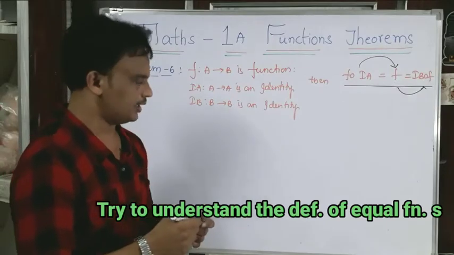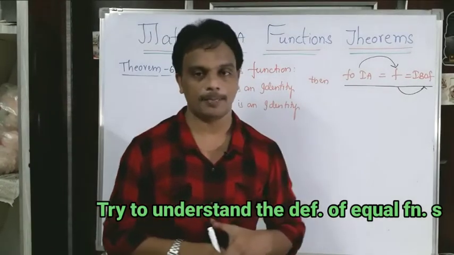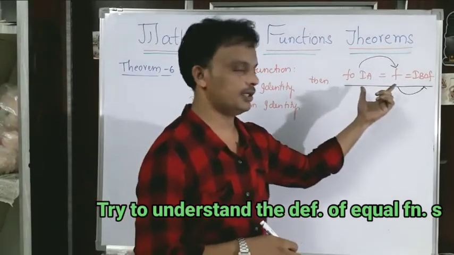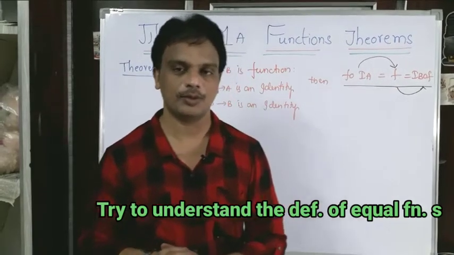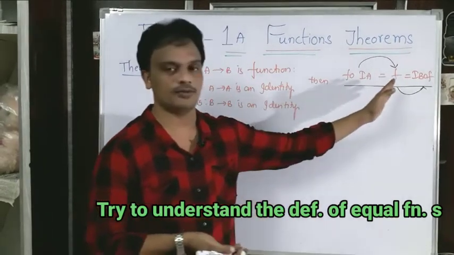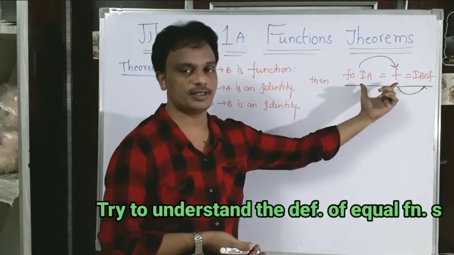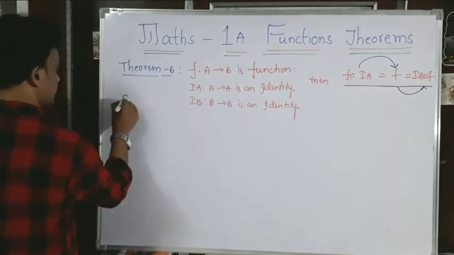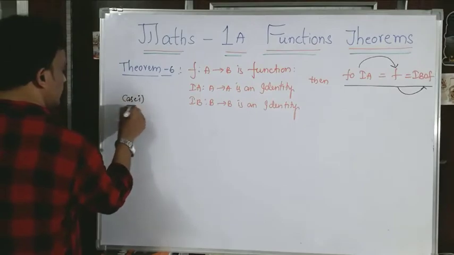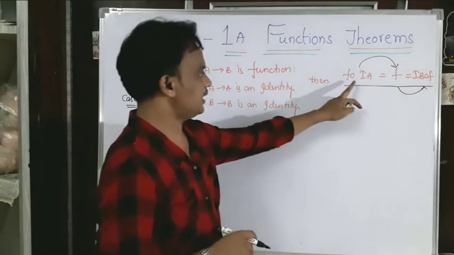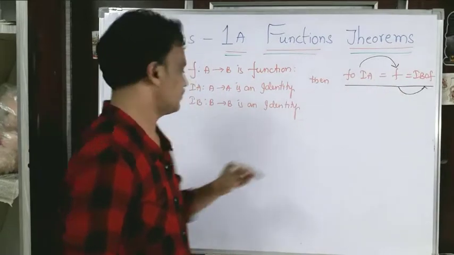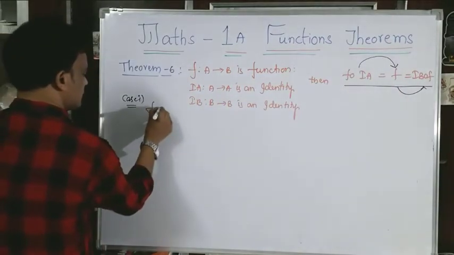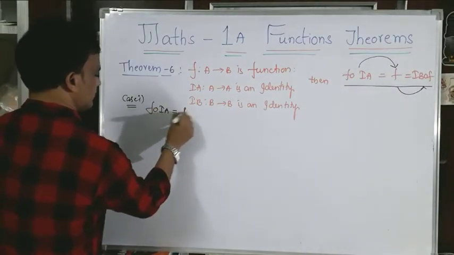Same as the theorem before, two functions are said to be equal if they are defined on the same domain and their ranges are also equal. Like this, here also we are going to get two cases. Very simple problem. Let us see. So first, case 1. What am I going to prove? f circle IA equals f.